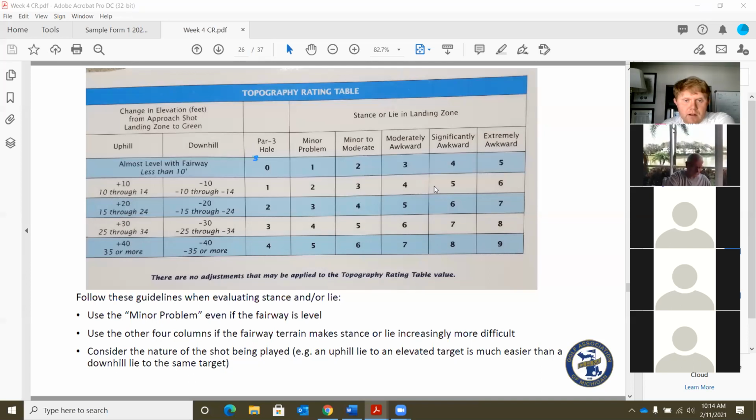Yep, and there were some good comments in here too. Mike, that's a great comment: if it's less than 10, that's an important note to say. If the elevation is less than 10, then we're in this almost level. So you might have some elevation where it's 8 or 7 feet uphill, but it has to be greater than 10 to get into the column.